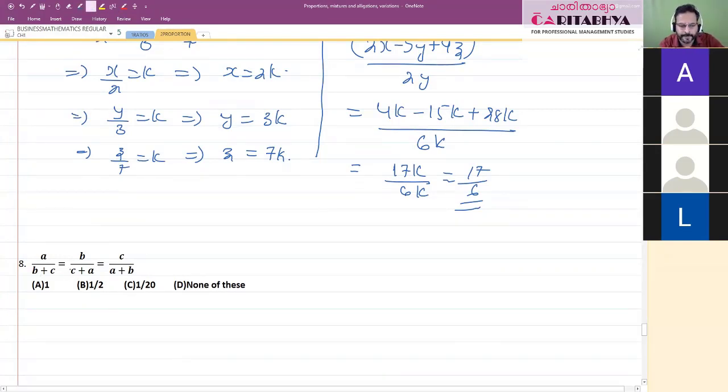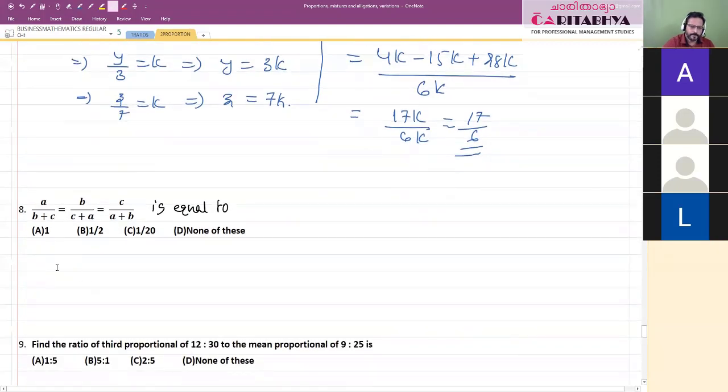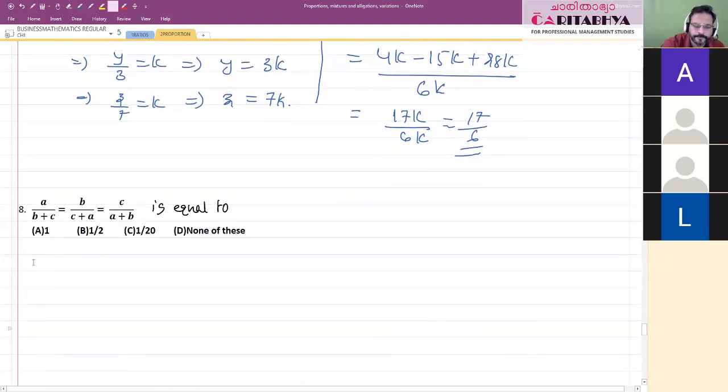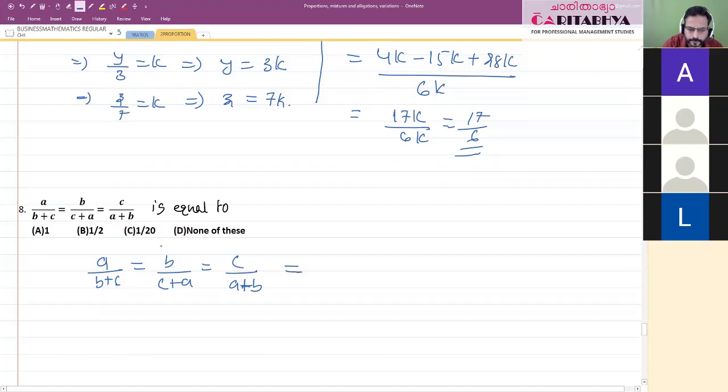A divided by B plus C is equal to B divided by C plus A is equal to C divided by A plus B, is equal to. അങ്ങനെ നമുക്ക് അഡൻഡോ പ്രോപ്പർട്ടി അനുസരിച്ച് ഇതിനെ എങ്ങനെ പറയാം? ഈസ് ഈക്വൽ ടു എന്തൊക്കെ ആഡ് ചെയ്യണം? എന്തിനോടായിരിക്കും ഈക്വൽ ആകുന്നത്?